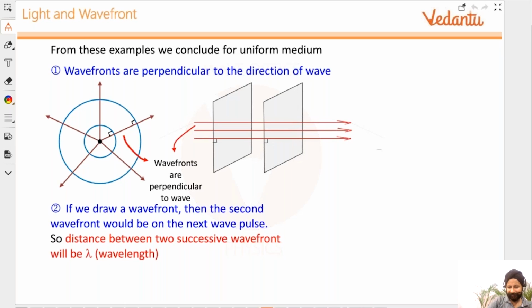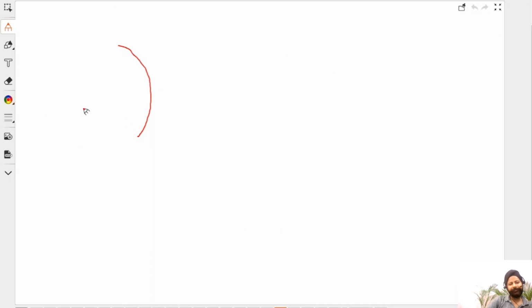So let's look at some examples by drawing ourselves. So if the wavefront was this, now rays of light are perpendicular to the wavefront, right? So perpendicular to this, 90 degrees here, 90 degrees here, 90 degrees here. This is diverging rays of light, right?